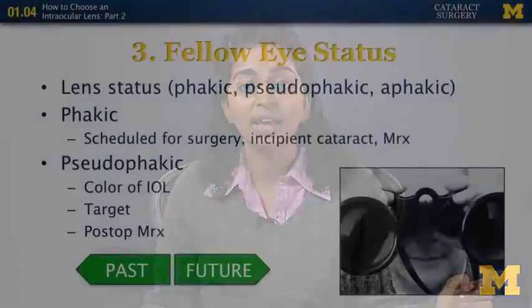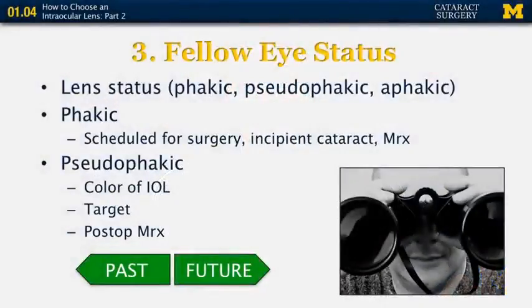Step number 3, our eyes are designed and created as a binocular visual system. So let's not forget the fellow eye. Considering the past and potential future of the fellow eye is important to IOL selection of the operative eye. The first thing we assess is the lens status. Is it a phakic eye, pseudophakic eye, or an aphakic eye?